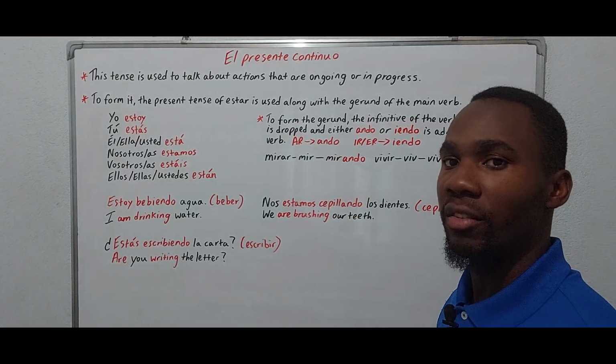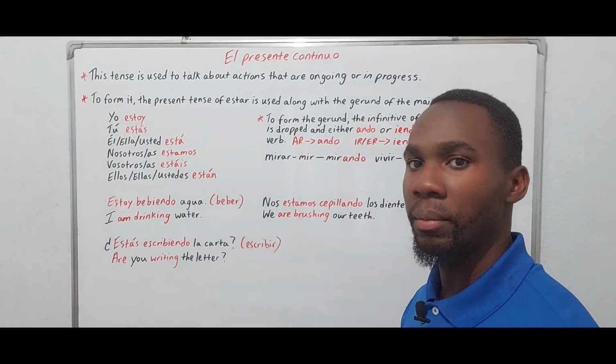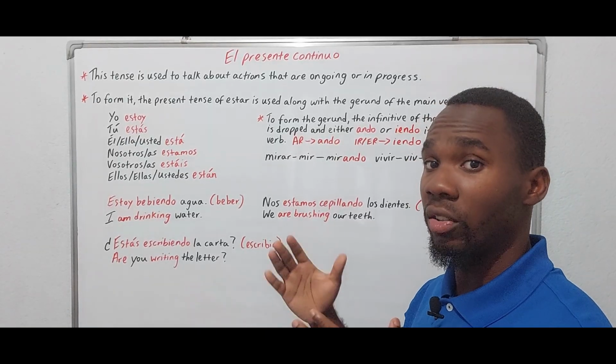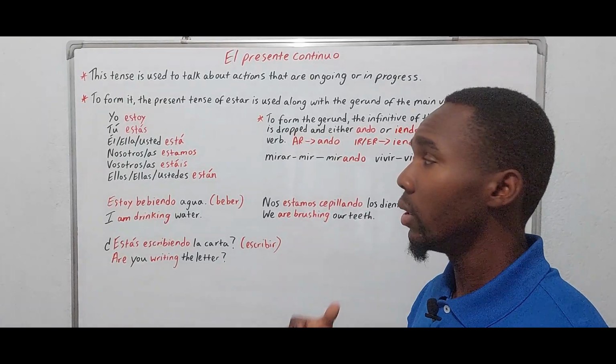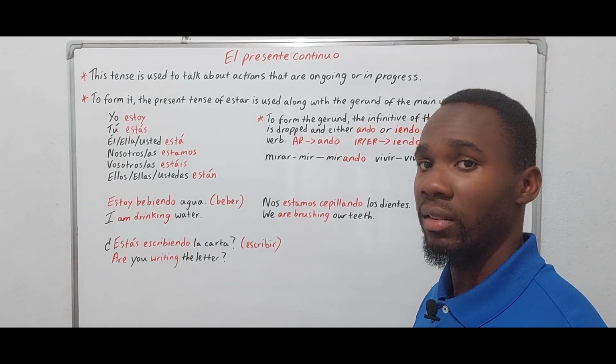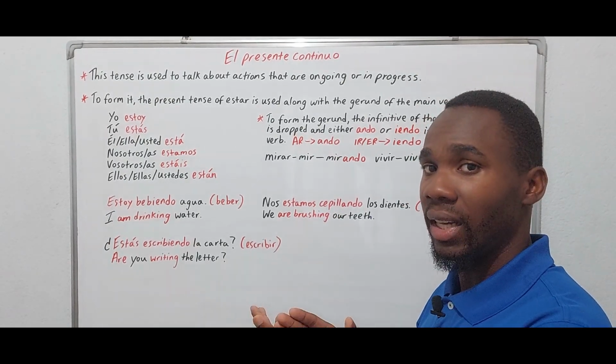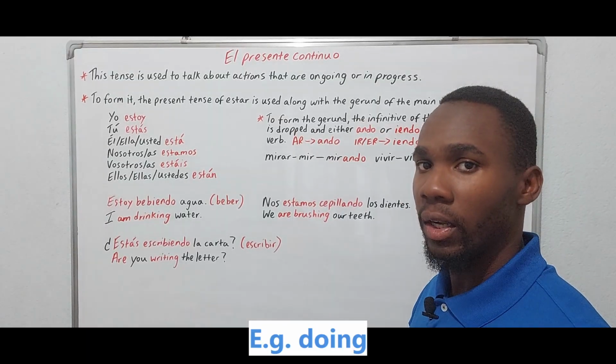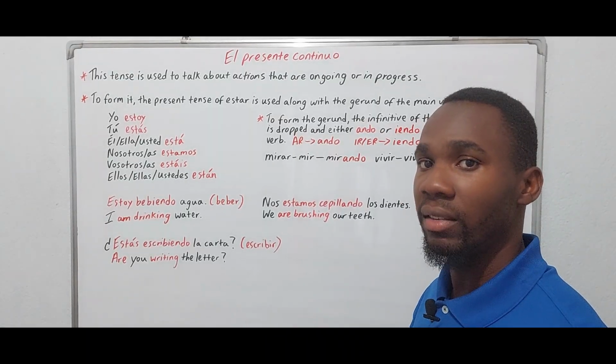Now let's look at the gerund. How do we form the gerund of the main verb? Now, a gerund refers to the continuous form. In English, this will be represented by the suffix ing that you will see at the end of a verb. For example, doing, right? The ing represents the gerund.